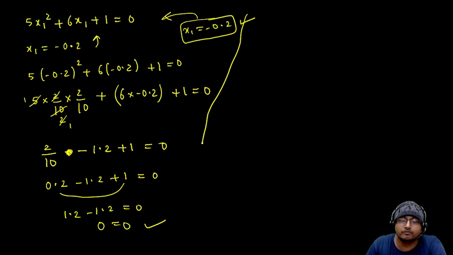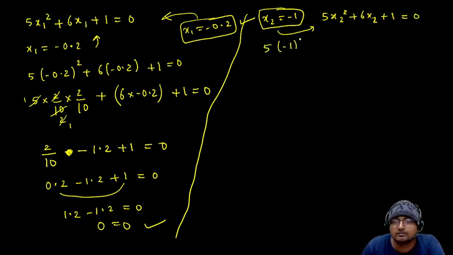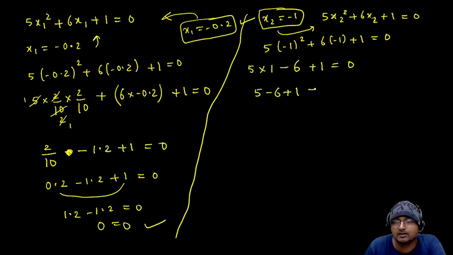So similarly we will solve for the other root we got. What is the other root we got? x2 is equal to minus 1 we got. Let us prove whether that is also satisfying the quadratic equation or not. So we write 5x2 square plus 6x2 plus 1 is equal to 0. What will we get if we substitute this value here? 5 into minus 1 whole square plus 6 into minus 1 plus 1 is equal to 0. We will get 5 into 1, because minus 1 whole square is also 1. So 5 into 1, plus 6 into minus 1, which is minus 6, plus 1 is equal to 0.